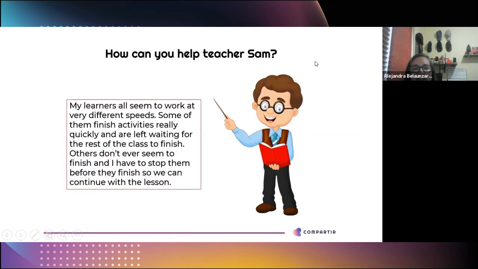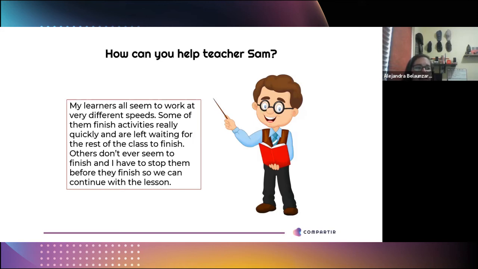Okay, and finally we have teacher Sam, and he says, my learners all seem to work at very different speeds. Some of them finish activities really quickly and are left waiting for the rest of the class to finish. Others don't ever seem to finish, and I have to stop them before they finish so we can continue the lesson. Okay, so what would you say to teacher Sam? To set a group according to the age or interests? Best way to pair up students to help the students. Okay, yes, that could be a good idea.